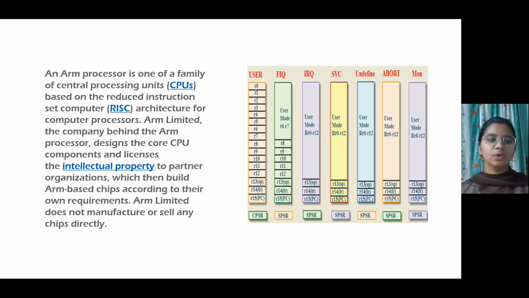An ARM processor is one of a family of central processing units based on the reduced instruction set computer architecture for computer processors. ARM Limited, the company behind the ARM processor, designs the core CPU components and licenses the intellectual property to partner organizations, which then build ARM-based chips according to their own requirements. ARM Limited does not manufacture or sell ARM chips directly.